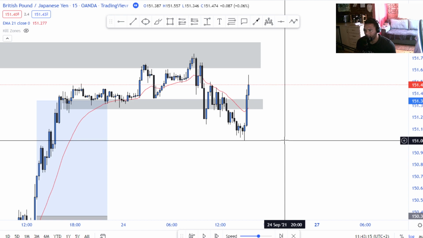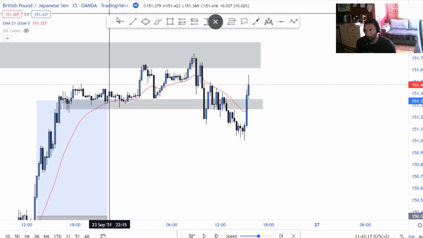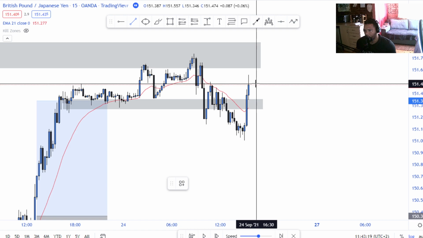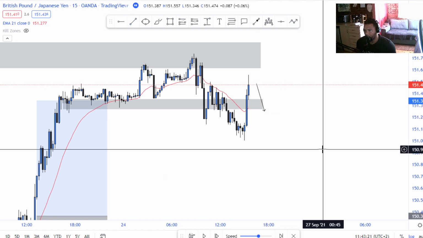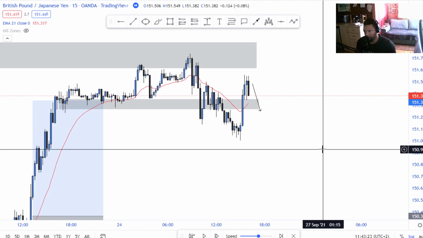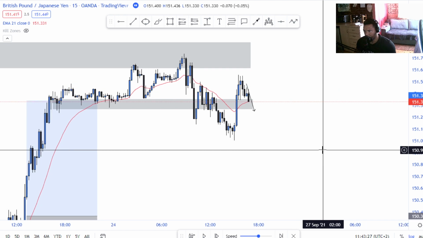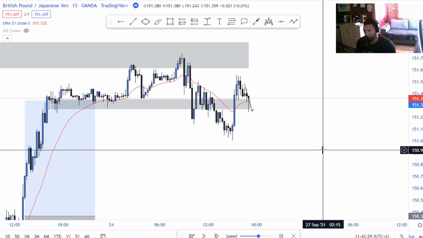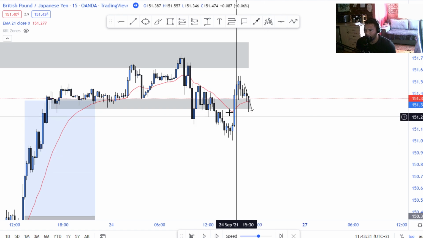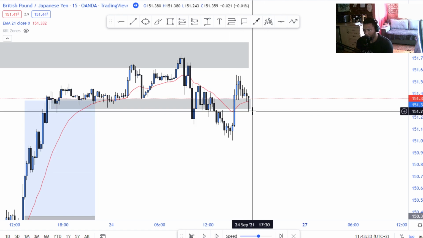Okay, I like that a lot. So now what I will wait for is for price to come to the downside and test this area again. Okay, lovely rejection from my 21 EMA, gang.